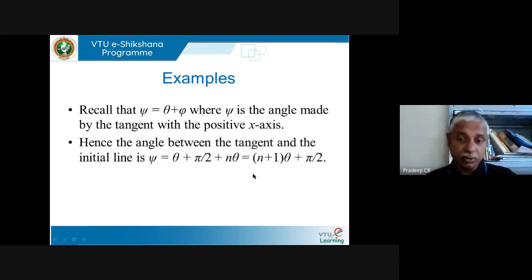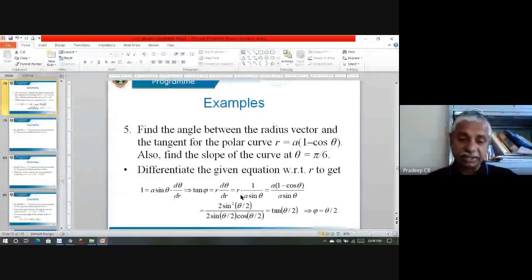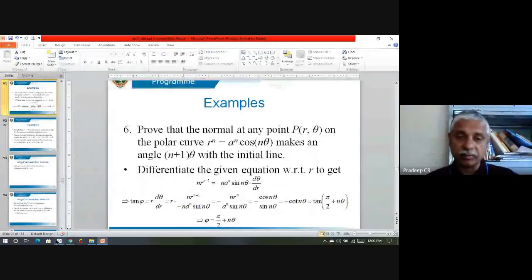So psi I know. Consequently, the angle between the normal and the initial line is psi minus pi by 2. Unless you see the picture, it's very difficult to understand this. You know the angle between the tangent and the initial line. Now you want to find the angle between the normal and the initial line, and the difference is pi by 2. So psi minus pi by 2 is n plus 1 theta. This is what is expected. But those of you who want to learn, just see the GeoGebra implementation of this. That is when you will understand actually. Otherwise, it will just be formula, formula, formula.